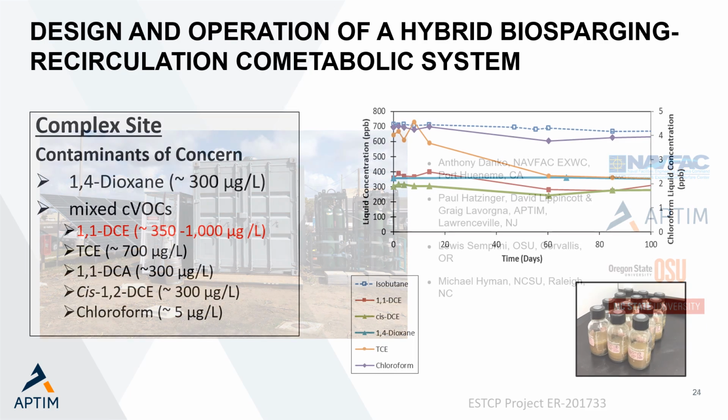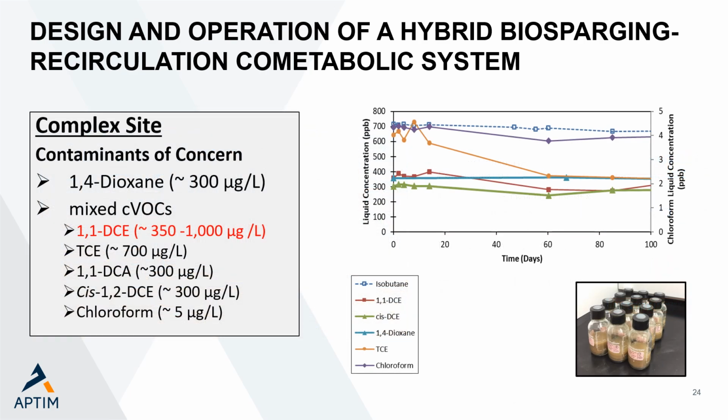So the demonstration site where this project was conducted had a complex mix of contaminants, including 1,4-dioxane and an array of CVOCs. Unlike the Air Force site that I talked about previously, the chlorinated solvents at this site were present at a higher concentration. In particular, TCE and 1,1-DCE were there, at many hundreds of ppb compared to single-digit ppb, maybe to 100 at the Air Force site.